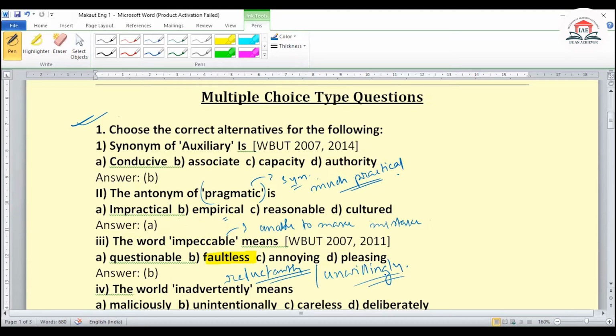Sir, maliciously, sir, inadvertently means unintentional? Exactly. Then unintentionally. Unintentionally, sure. What is the antonym of the word here? Deliberately. Yes, deliberately is the one.